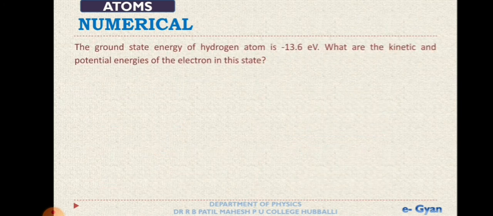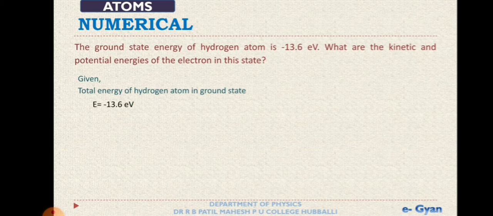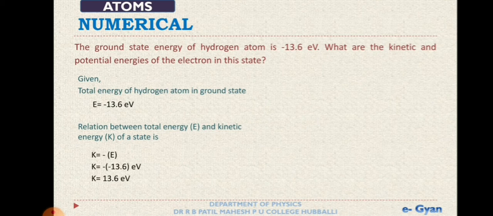The ground state energy of hydrogen atom is minus 13.6 electron volt. What are the kinetic and potential energies of the electron in this state? So we have been given the total energy of a hydrogen atom in ground state as E equal to minus 13.6 electron volts. The relation between the total energy and the kinetic energy of a state is K equal to minus of E. Since E is minus 13.6 electron volt, minus into minus becomes plus, hence the kinetic energy of the electron in the hydrogen atom in ground state is 13.6 electron volts.